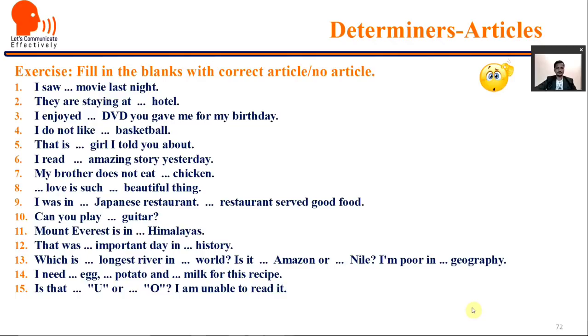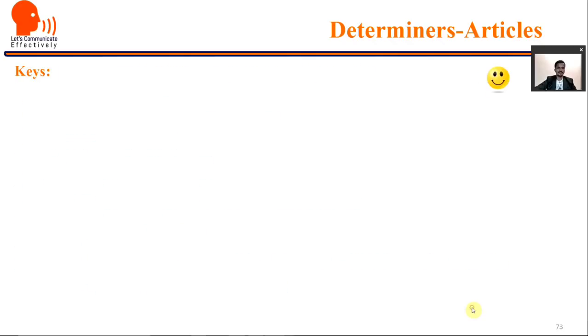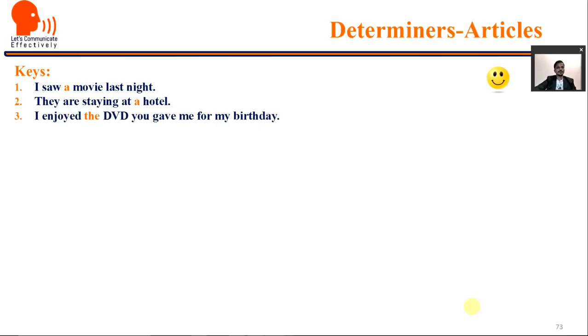I hope you have got some of the responses. Let us tally them. I saw a movie last night. You are not making reference to a specific one. If you are referring to a specific one which your friend is mentioning, then you can say, yes, I saw the movie last night. They are staying at a hotel, not a specific one. I enjoyed the DVD you gave me for my birthday. Here you are referring to a specific DVD given on your birthday by a friend. That's why it is the.